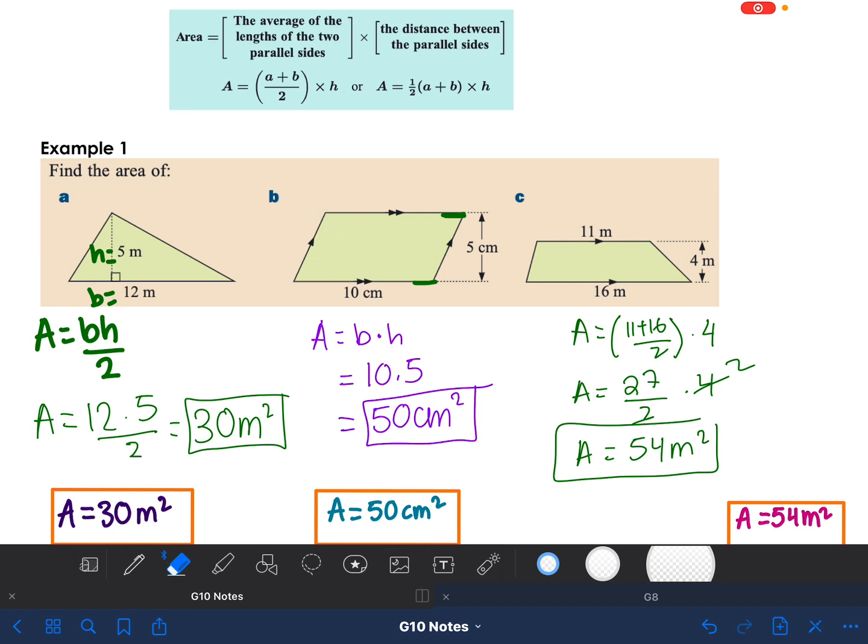And then last but not least, the trapezoid there. You take the average of the bases, 11 plus 16 divided by 2. And then you multiply by the height. So that is 54 meters squared.